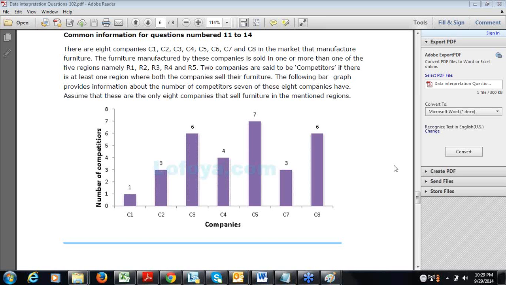Guys, solve these questions and put your answers in the chat window so that I can see that you're solving these questions.